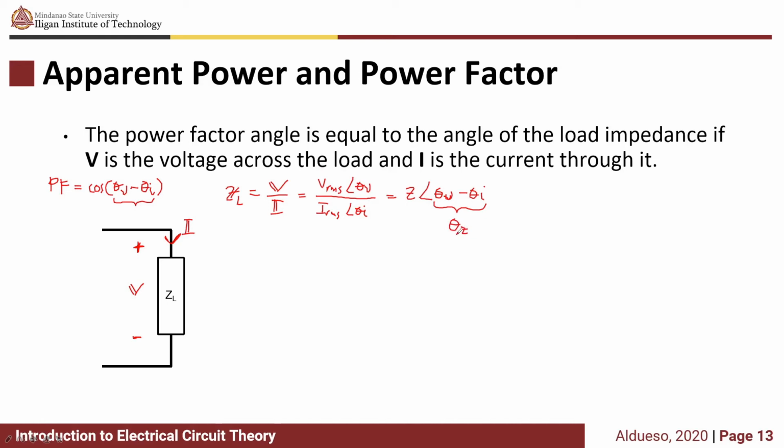So the load impedance angle theta can either be positive or negative depending on the type of load. If we have an inductive load, our theta is positive, and if we have a capacitive load, our theta is negative. So for example, if we have a voltage with a magnitude of V angle 0, and then Z, we have Z angle theta Z, or inductive.